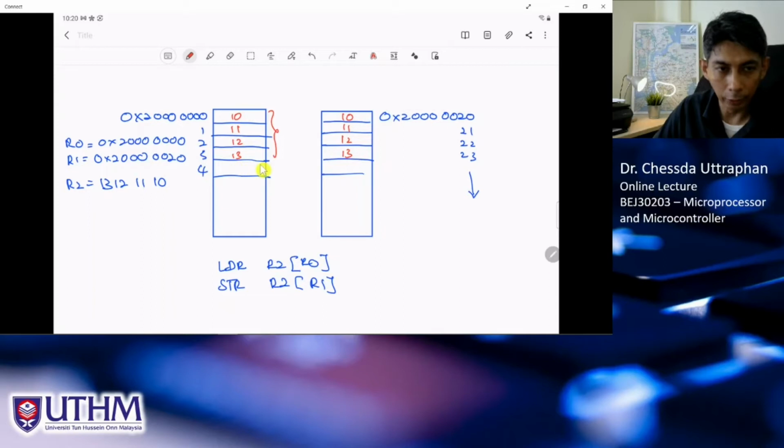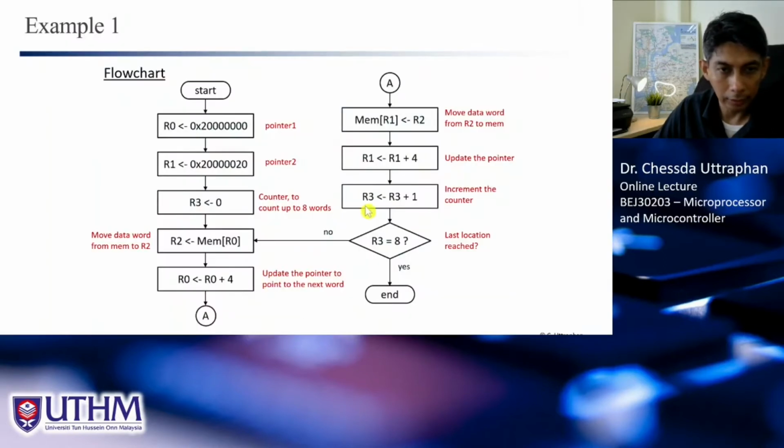Next, I will go to the next location. So how to do that? Because I plus R1 with 4. And here also I update R1. R0, here is R0 by 4. This is R1 by 4. And I increment the counter, R3, from 0 to 1 and test. Oh, this is not 8 yet.